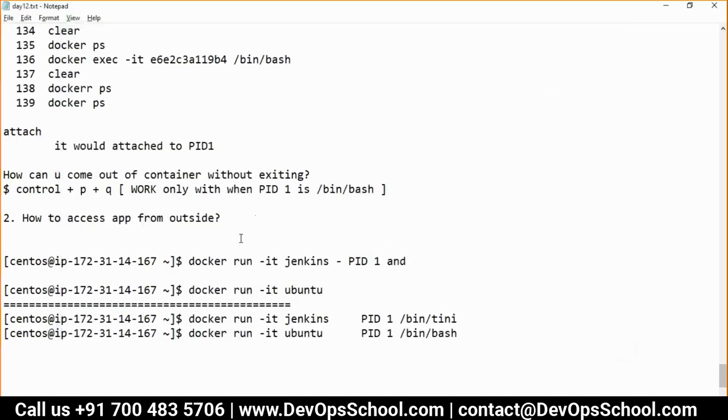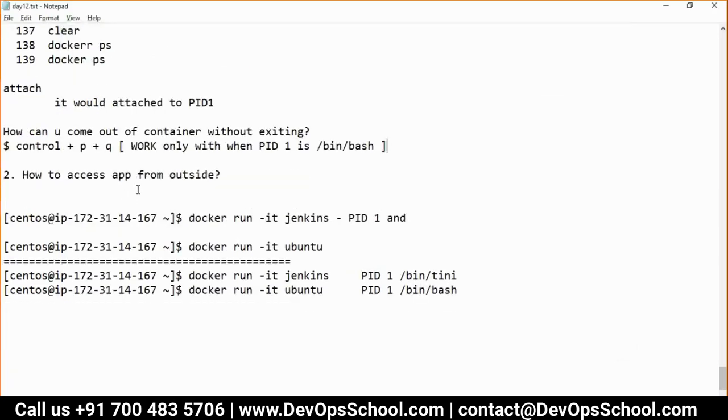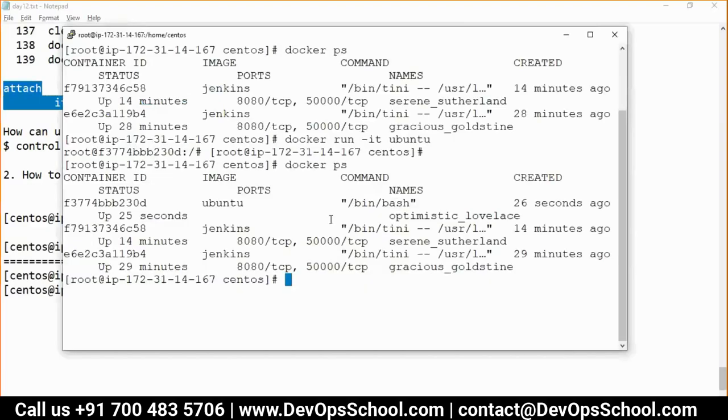Yes. Okay. So now, the question was, what is attach? It would attach to PID1. So there are two ways to go ahead. Now you think about it. If I attach to the Ubuntu container, docker attach, if I attach to this container, where will I go? You tell me. Where would I go here?